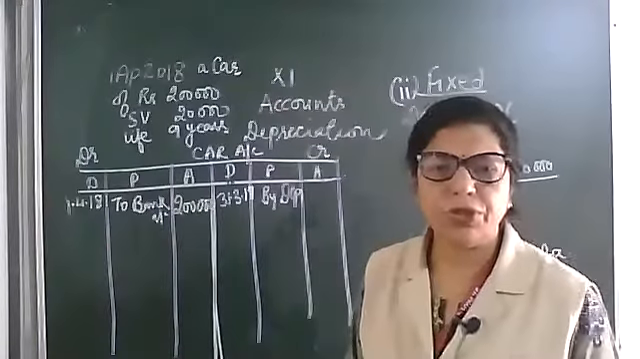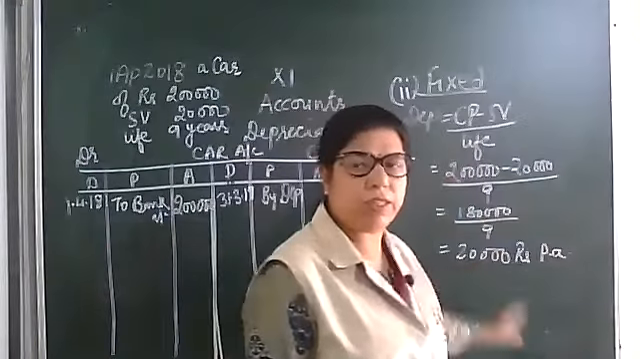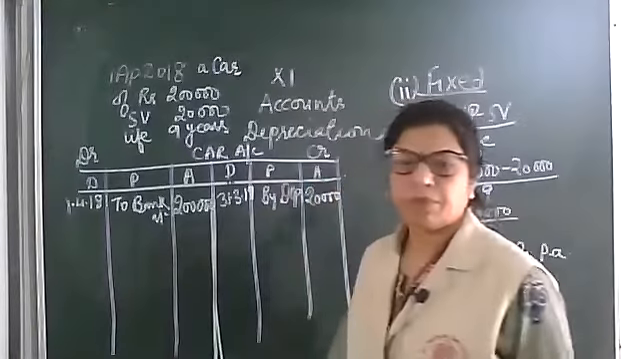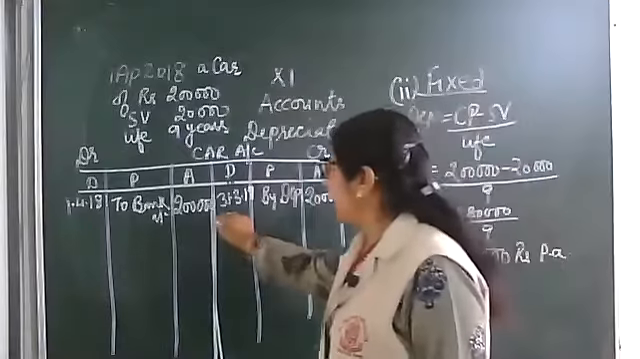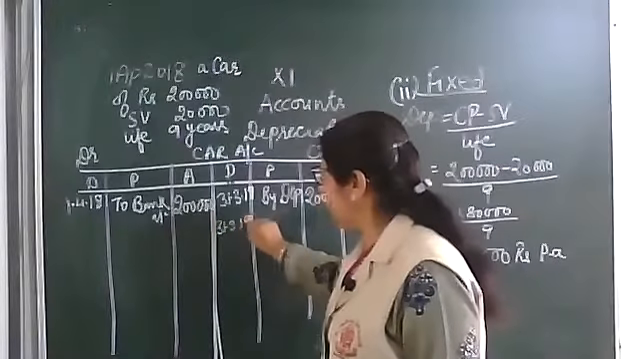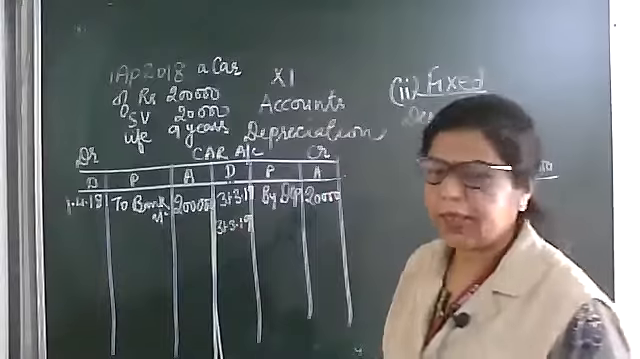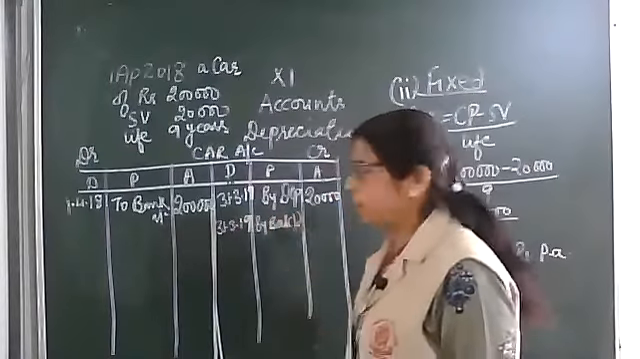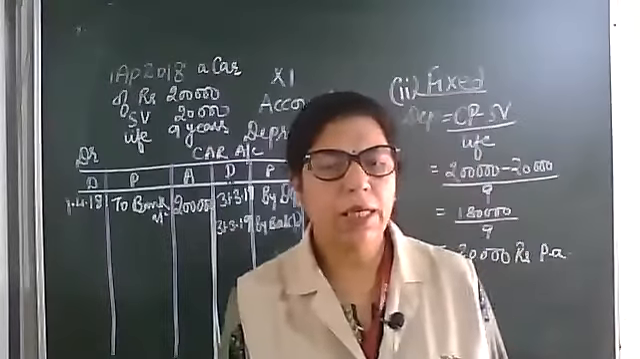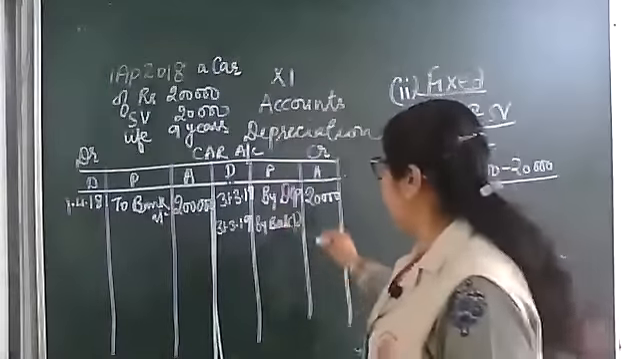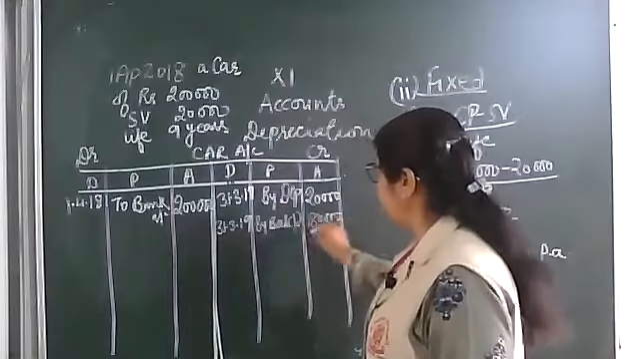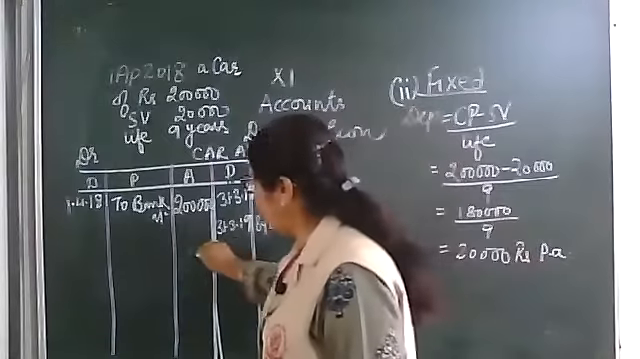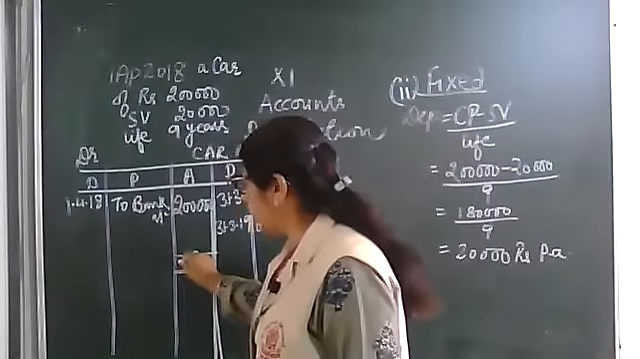Now, as I told you, in the depreciation you will put 20,000 rupees. So this is 20,000 rupees by depreciation account. Now by the same day, 31st March 19, again by balance CD, balance carried down, that is 1,80,000. Total over. This is 2 lakh. Here also we will put the total of 2 lakh.